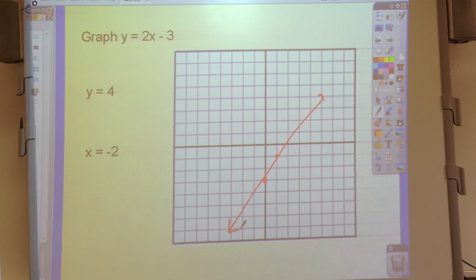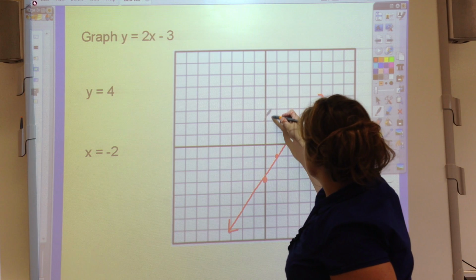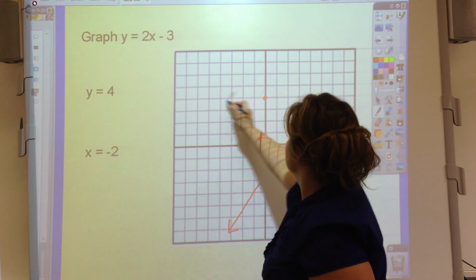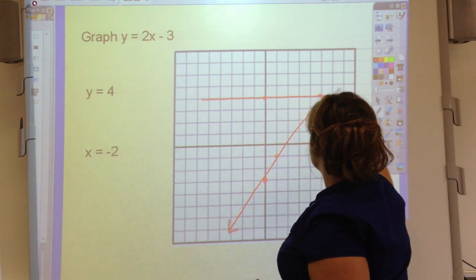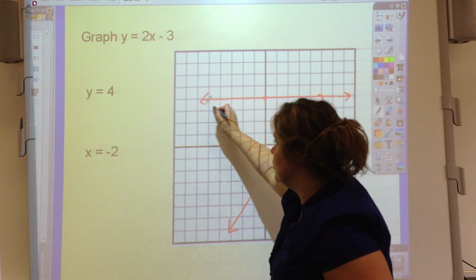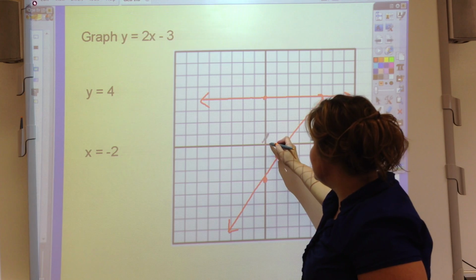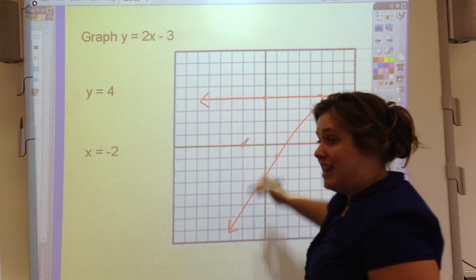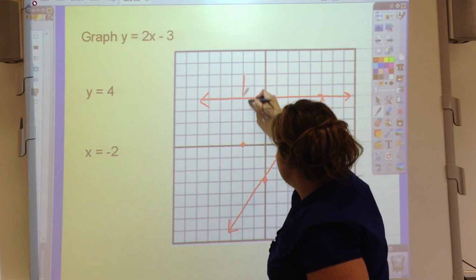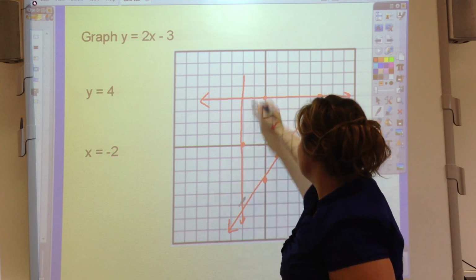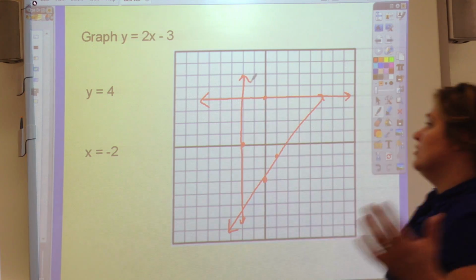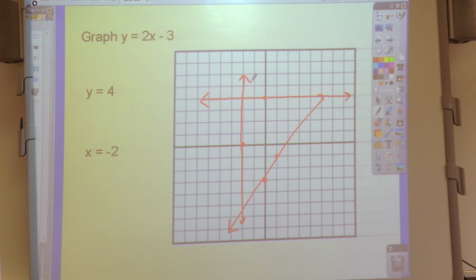When you graph y equals, remember, y is laid back. He is going to be this horizontal line at y equals 4. And for each and every value of x, y equals 4. And how about x equals -2? Remember, he is the straight up dude at -2. And for each and every value of y, x is -2.